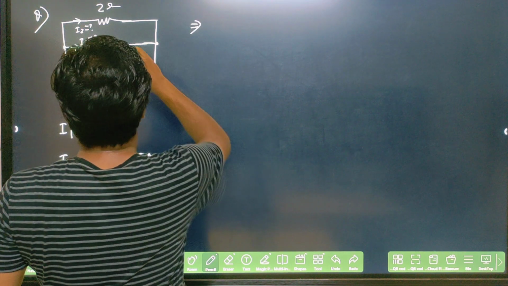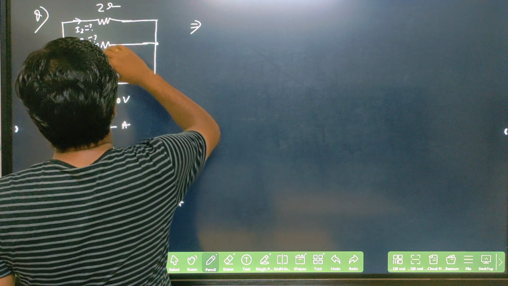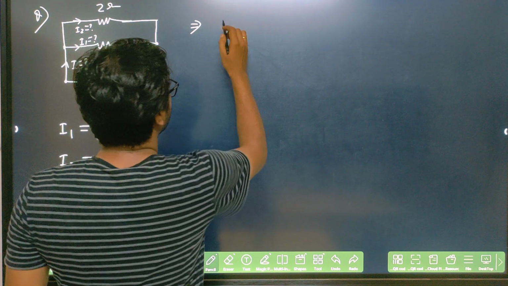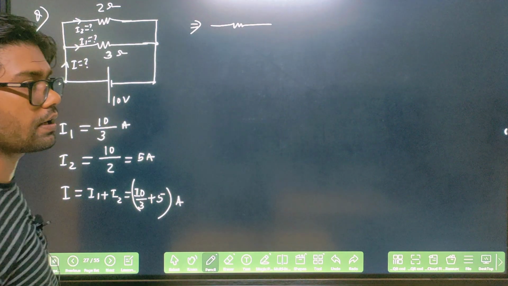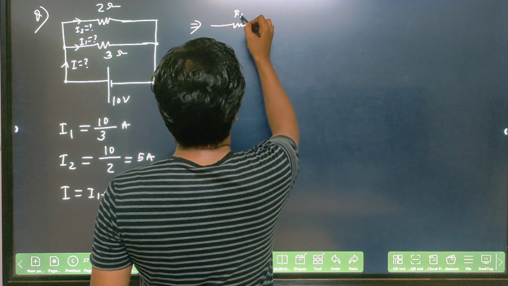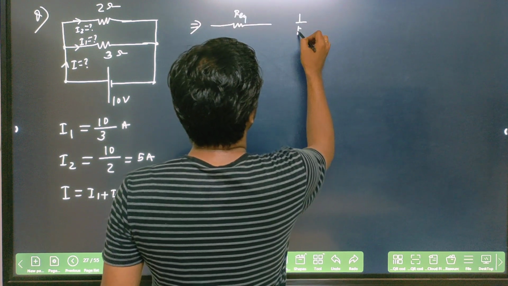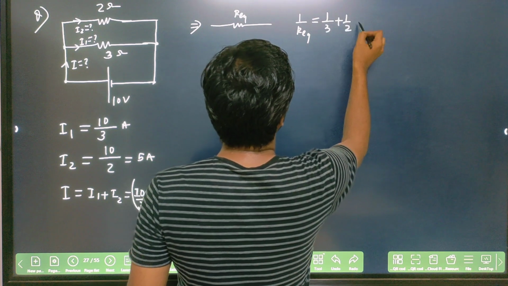In another way also you can find the I value. How? Make the parallel combination. If this is 2 ohm and this is 3 ohm, I can make it into only one resistor, and the equivalent resistance will be how much here? R equivalent. So 1 by R equivalent is equal to 1 by 3 plus 1 by 2.